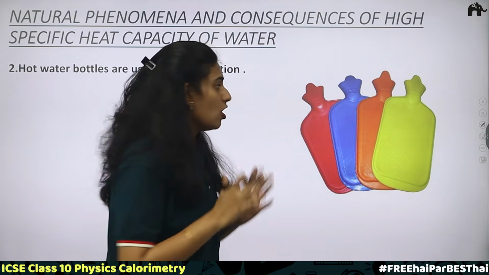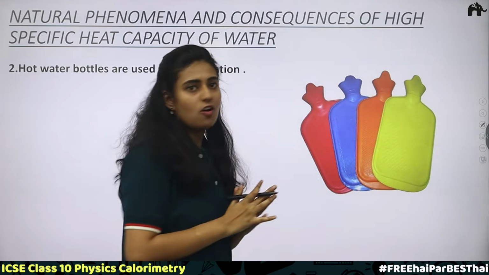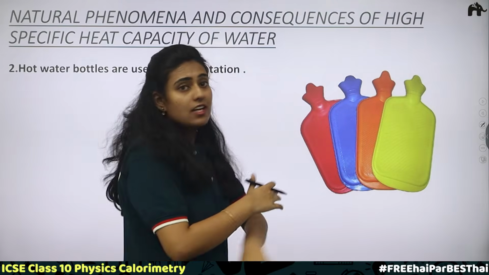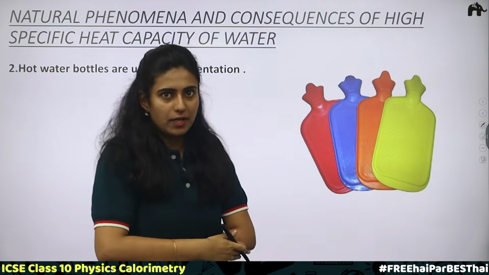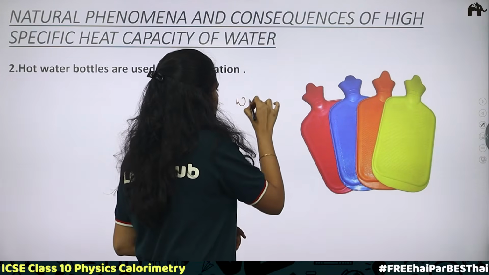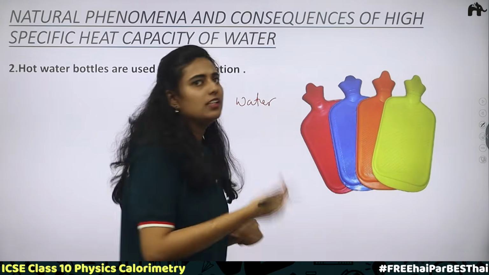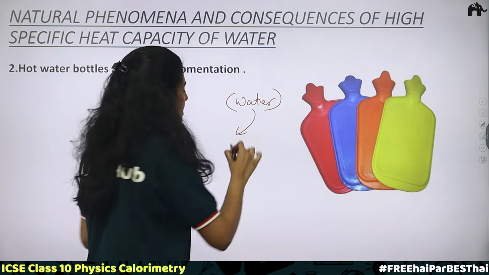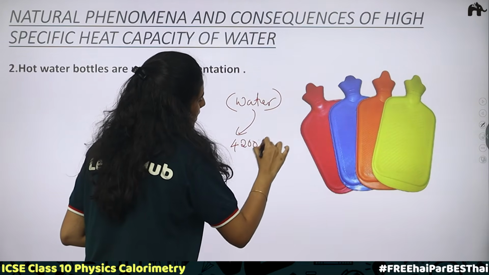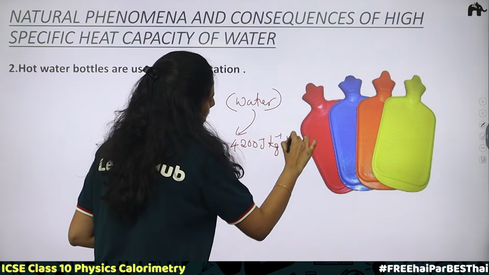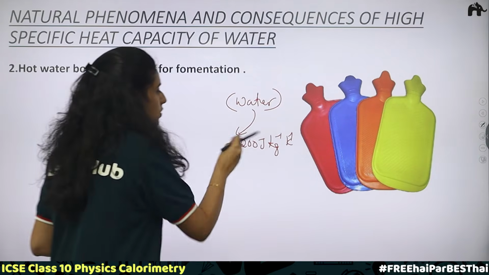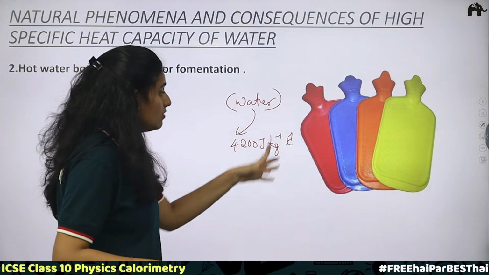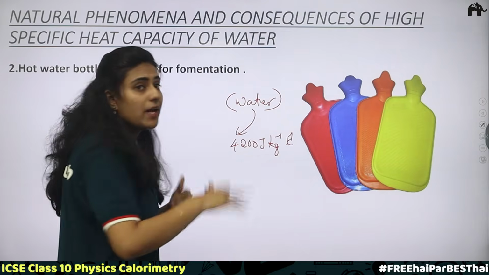What is this? We always know that this is always hot, right? And this heat helps our body to cure the pain. So why is water used? Why not petrol, diesel or some other liquids? Why are we using water? Because water has a very high specific heat capacity. The specific heat capacity of water is 4200 joules per kilogram per Kelvin. It is very high compared to other liquids.